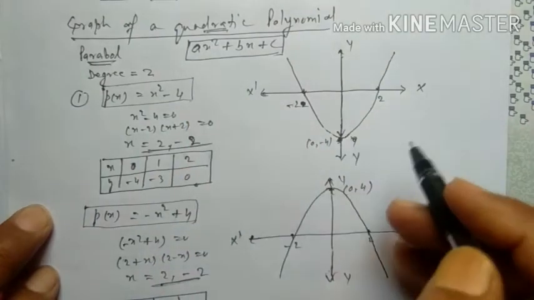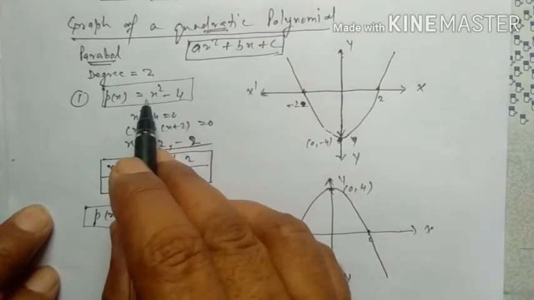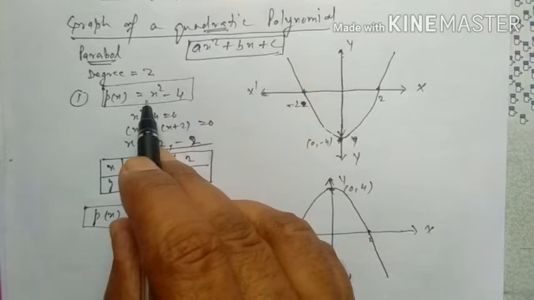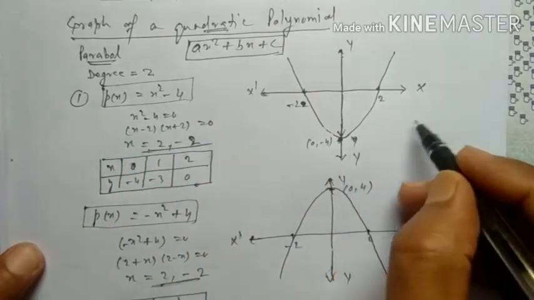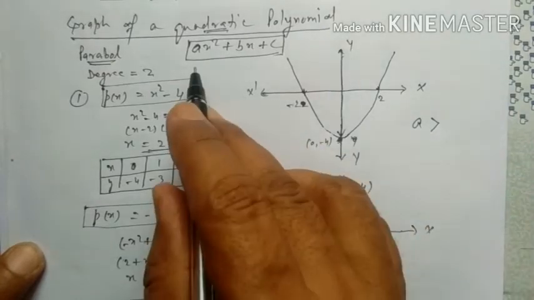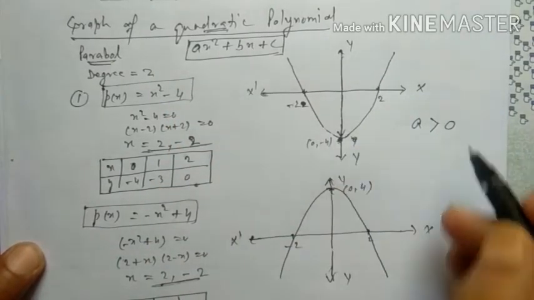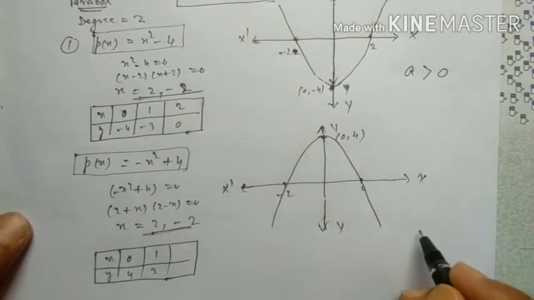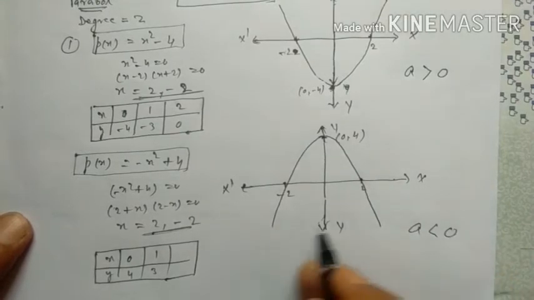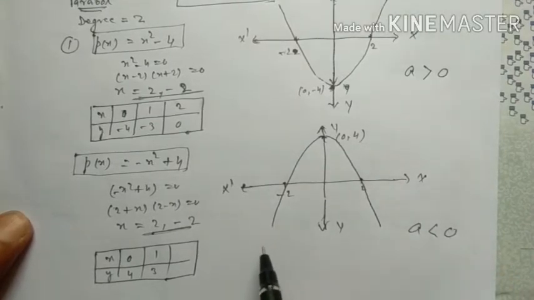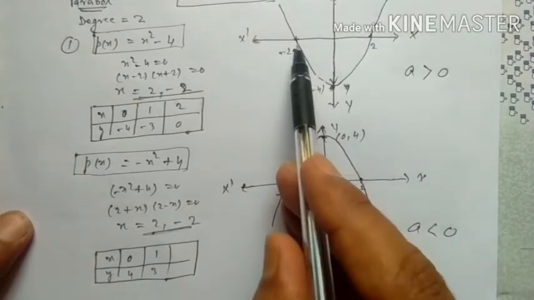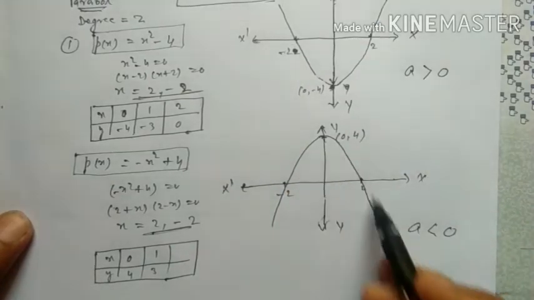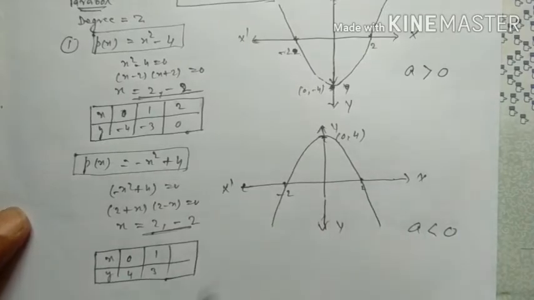When a is greater than 0, the graph will be like this. And when a is less than 0, that is negative, the graph will be like this. It shows that the graph cuts the x-axis at 2 points, so there are 2 zeros.